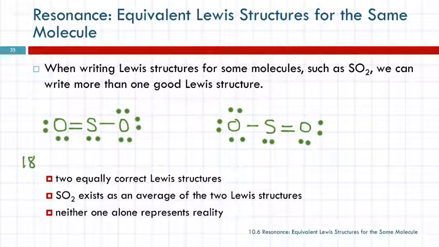Lewis structure doesn't handle this very well. The best we can do is to draw both possibilities and put a double-headed arrow in between. These are called resonance structures, which implies that things are going back and forth, but that's not what's going on.